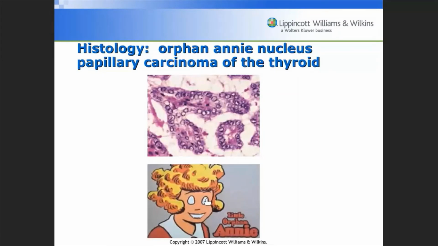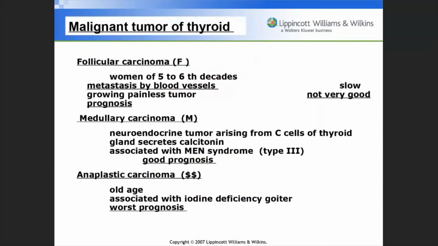And see how the eyes here are very round. This is the papillary carcinoma of the thyroid, and you can see how papillary. And these cells are very round. So in other words, in the future, when someone says histologically it looks like orphan Annie nucleus, you should think of papillary carcinoma of the thyroid gland. Pretty good prognosis, in women in their 50s. The second most common is follicular carcinoma.